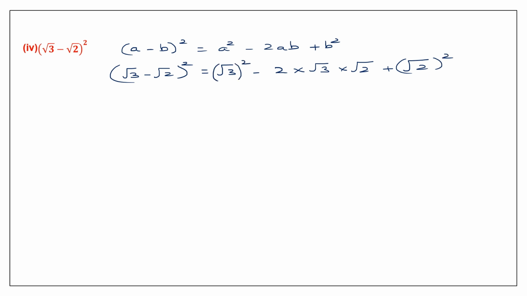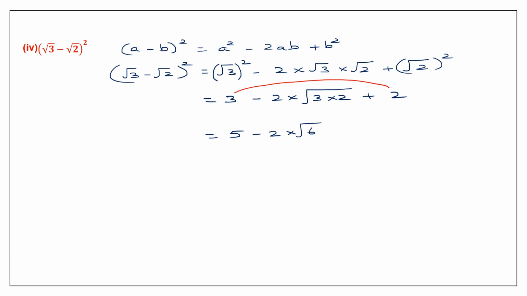So here we have root 3 into root 3, that becomes just 3, minus 2 into root 3 into root 2, which we can write as root of 3 into 2, plus root 2 into root 2 makes it just 2. So now we can add up 3 plus 2, so that is 5, minus 2 root of 3 into 2, which is 6. So this is 5 minus 2 root 6. And we have root 6 here, which makes it irrational. So again, this is not a rational number. What is given to us is not rational.